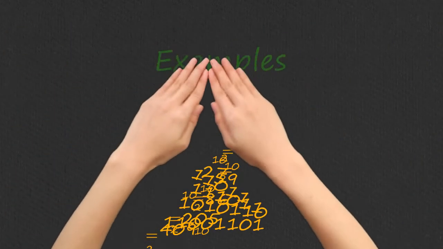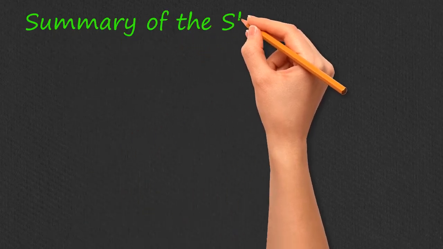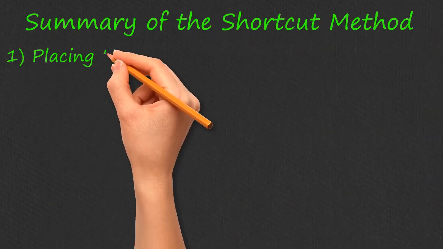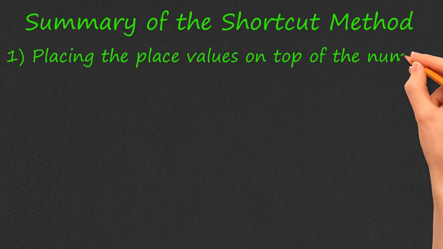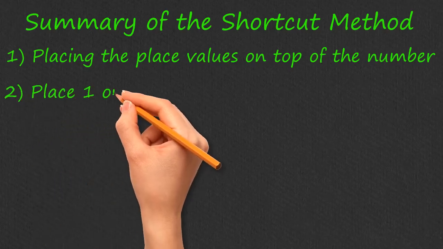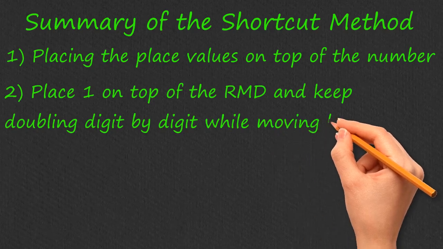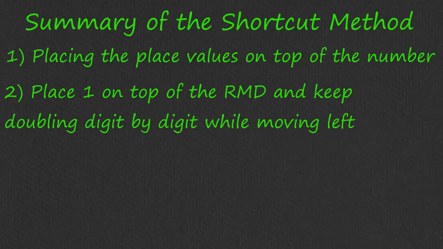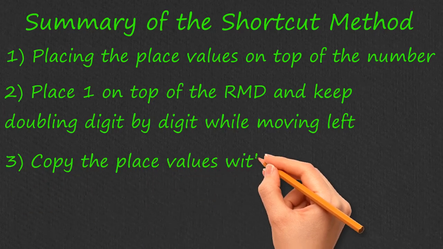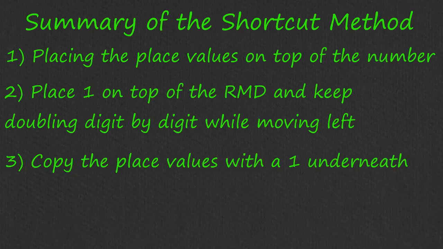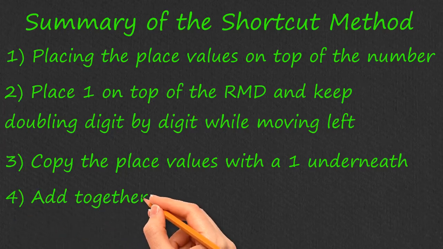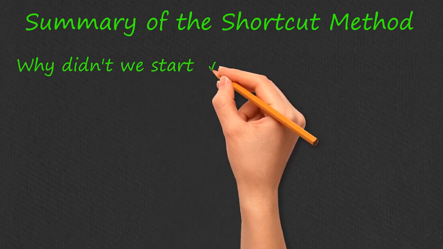Let us summarize what we do in this new shorter method. We first place the place values on top of our digits, starting with the rightmost digit and place value 1. Then we keep doubling the place values by moving one place to the left until we have the place values for every digit. Next, we copy down the place values with a 1 under them, and finally we add these together. Now you might ask me, why didn't I start with this method in the first place?